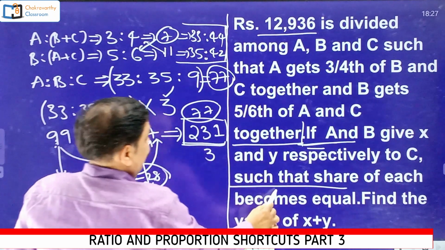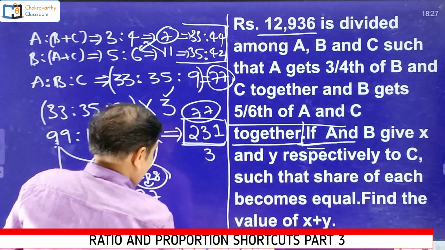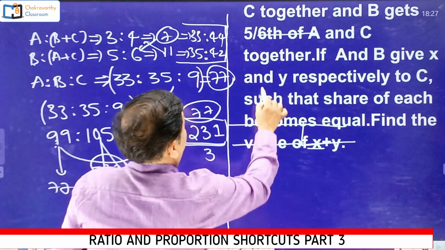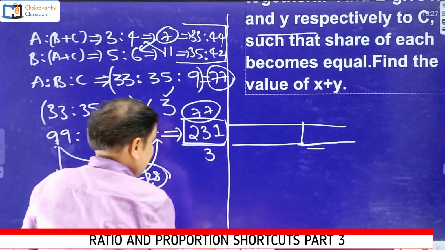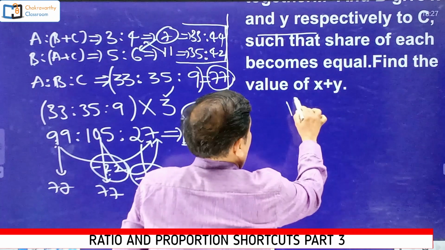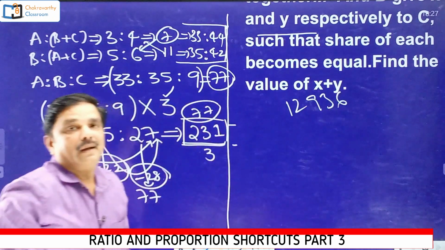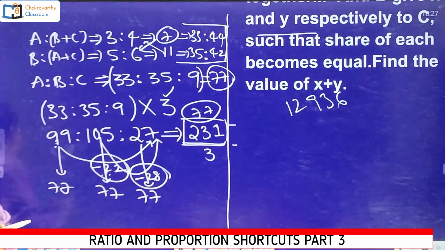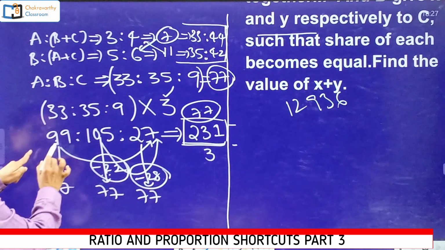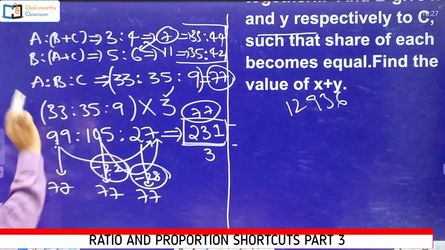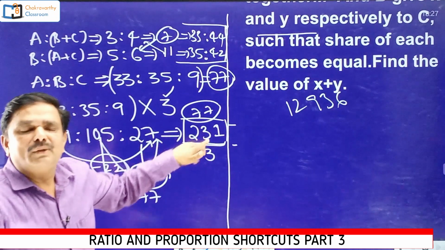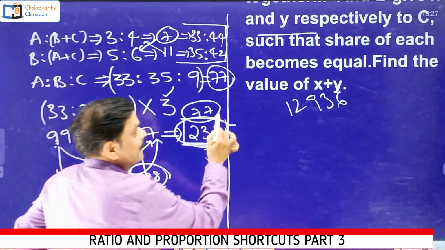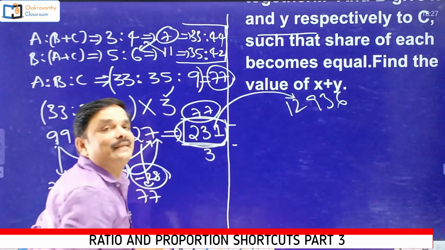Total is 12,936. Remember this one. I write this one here. Total is 12,936. Right. Now you see. Now I need to find out what is 22 plus 28. 50 parts there. Simple, students. 99, 105, 27. The total is 231. These are all imaginary numbers. This 231 is equal to the total amount, isn't it?